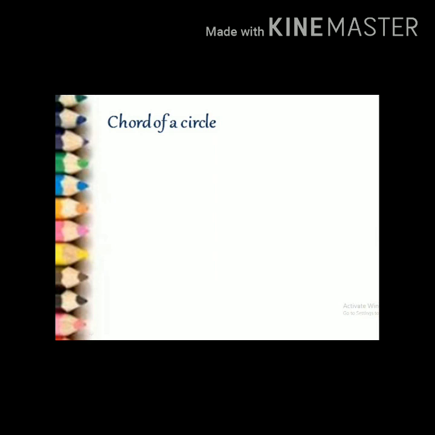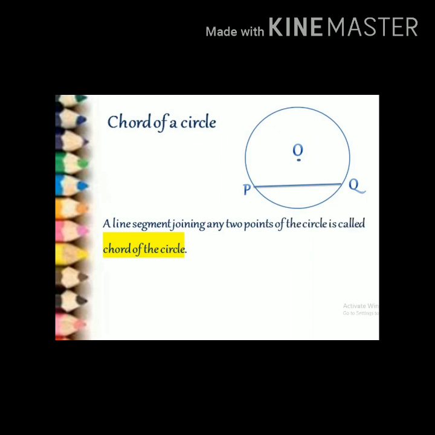Let's learn about another word, chord of the circle. Let's draw a circle. Mark any 2 points on the circle itself. We are going to join the points P and Q. This PQ we can call a chord of the circle. The line segment joining any 2 points on the circle is called a chord of the circle. The distance PQ is called the length of the chord.